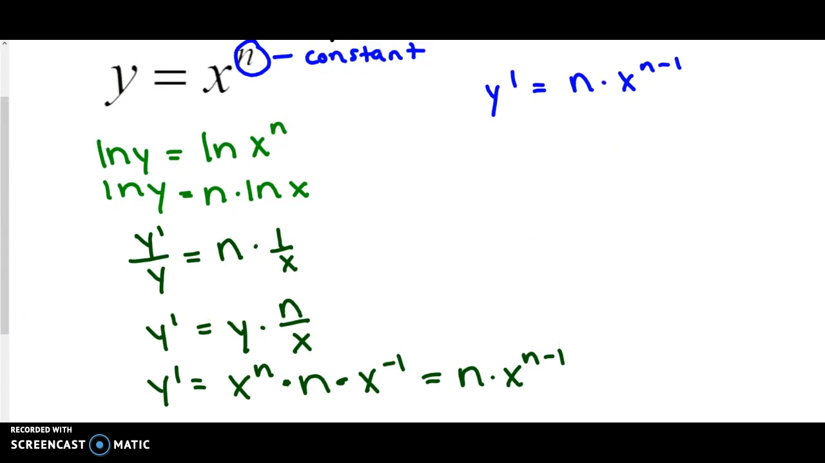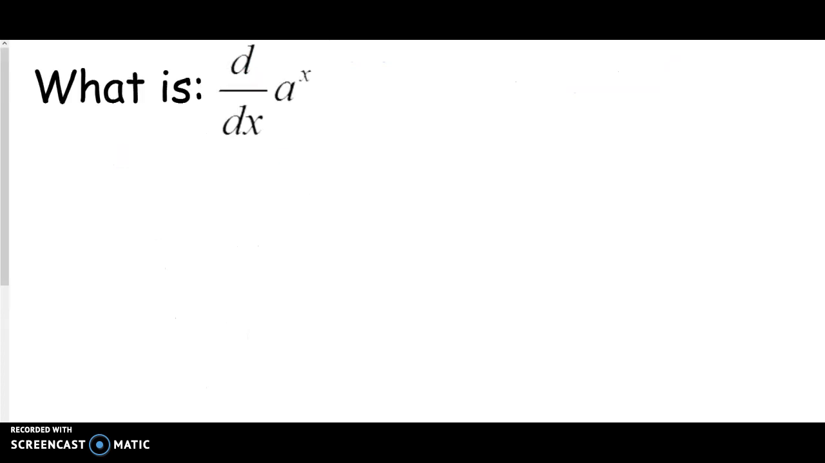Okay, so how on earth is this relevant to what we're doing now? Well, let me show you. All right, now we want to know what's the derivative of a to the x. So a being some base. We know that it's greater than 0, right? We want to find its derivative. So let's do this in a similar way. I'm going to rewrite this as y equals a to the x. Let's do what we did before, peeps. We're going to take the natural log of both sides.